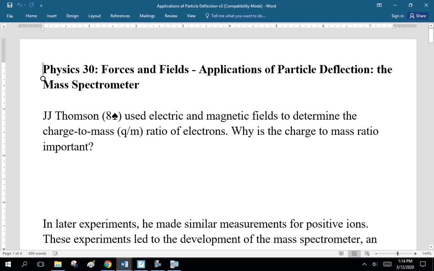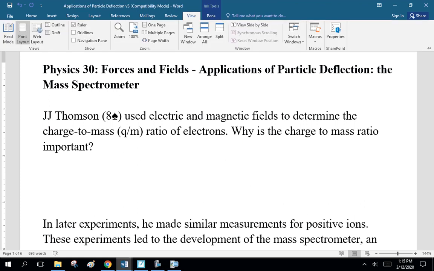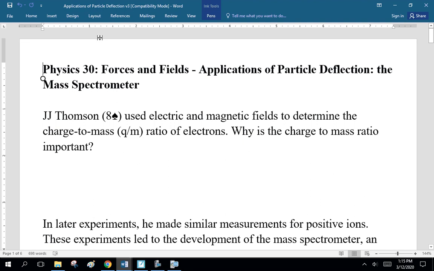All right, Physics 30, Forces and Fields, Application of Particle Deflection, the mass spectrometer. J.J. Thomson used electric and magnetic fields to determine the charge to mass, q to m, ratio of electrons. Now, why is this charge to mass ratio important? Well, we just derived the formula I warned you about. Q over m equals what? We just did it in our notes.